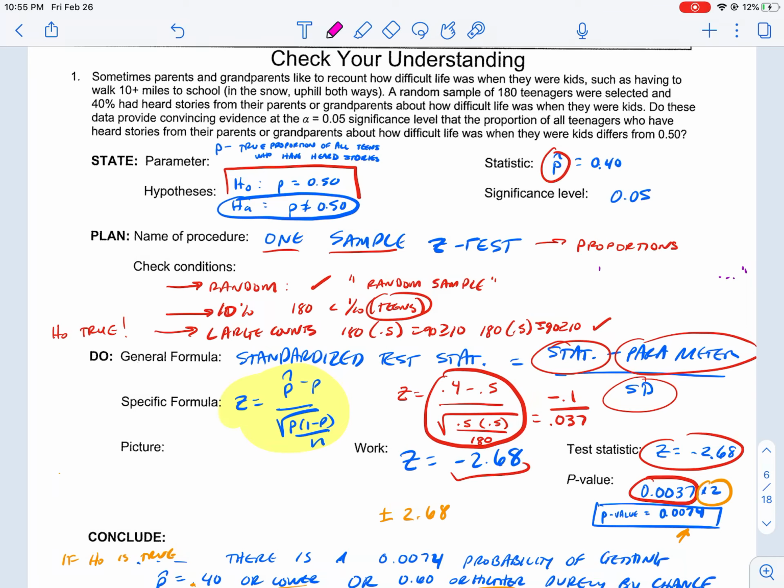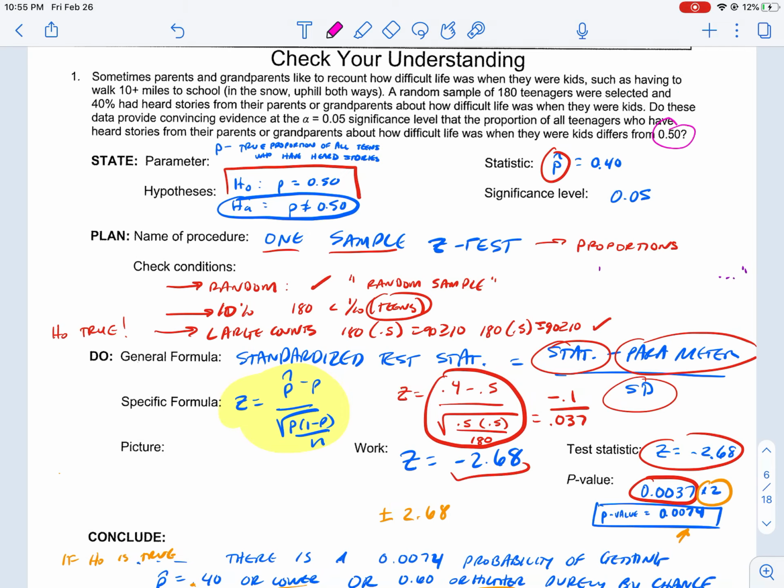So we wanted to know if there was significant evidence that there's a difference. Is there a significant difference? Do these data provide convincing evidence at the alpha equals 0.5 significance level that the proportion of teenagers who have heard stories from their parents or grandparents about how difficult life was when they were kids differs from 50%? So we have a sample that represents 40%. So is it different than 50? Yes. Is that convincing evidence? No. Is it some evidence?